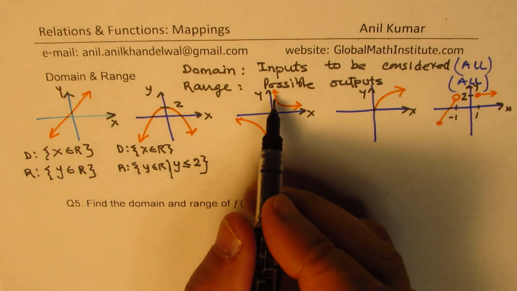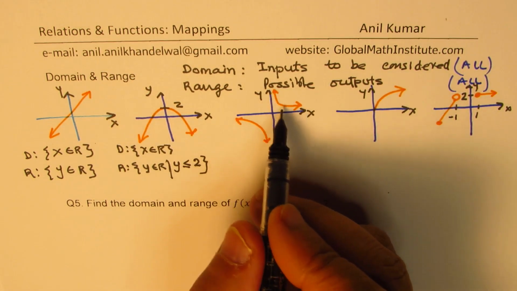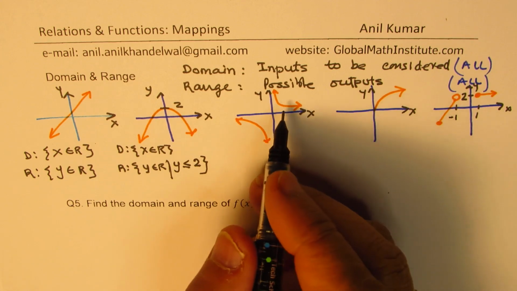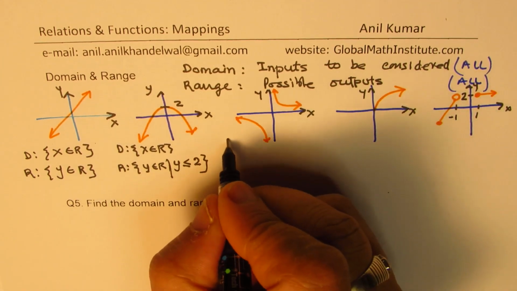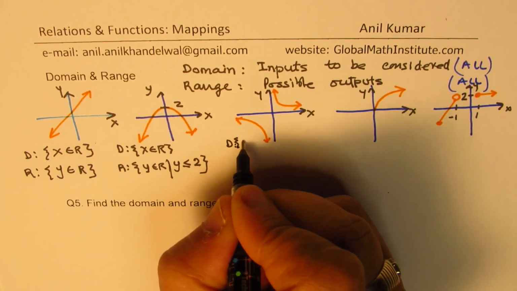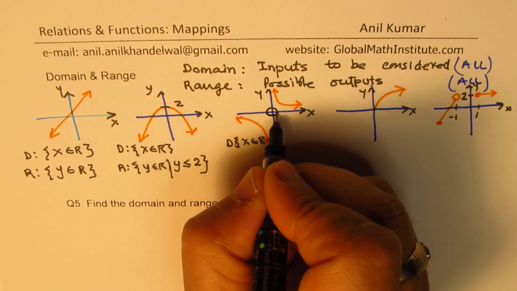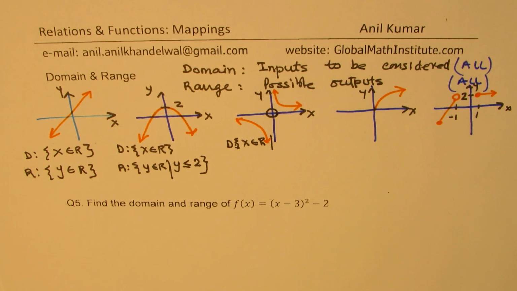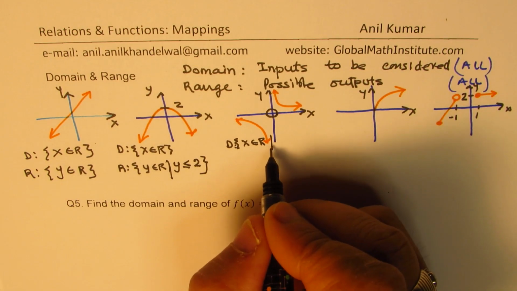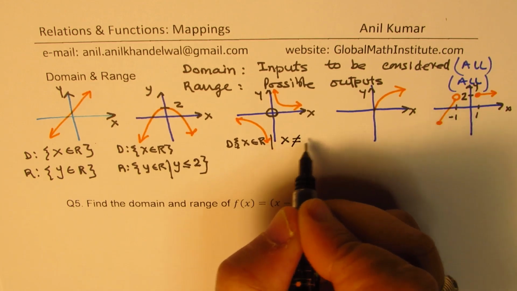Now here in the graph, the arrows indicate that they move infinitely large values towards right. So the domain here is x belongs to real numbers. However, you note that the center point is not part of domain, nor it is a part of range. So we have a restriction here that x is not equal to 0.